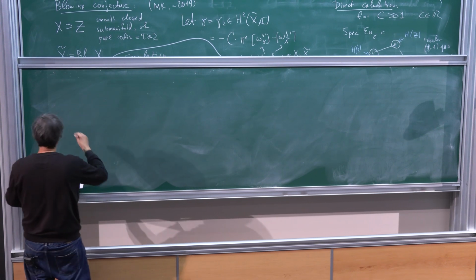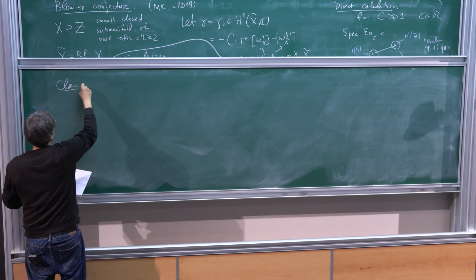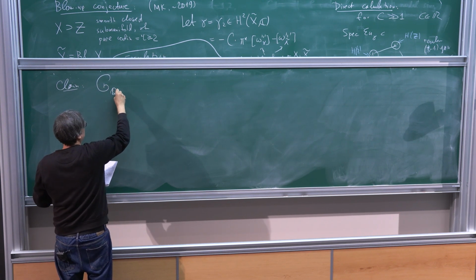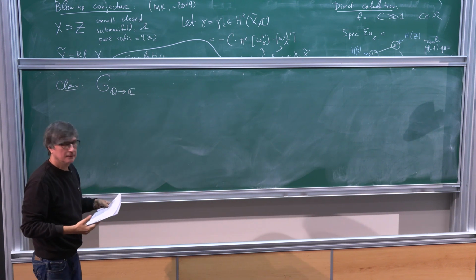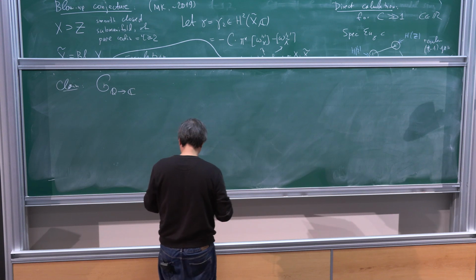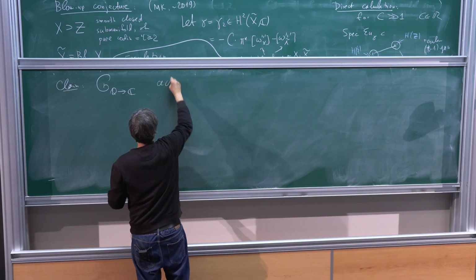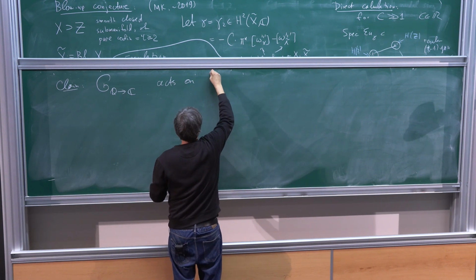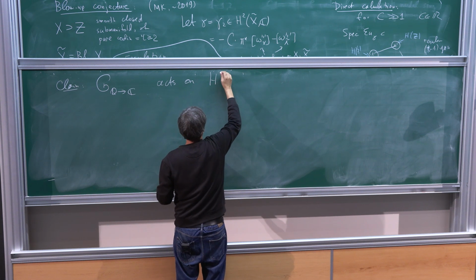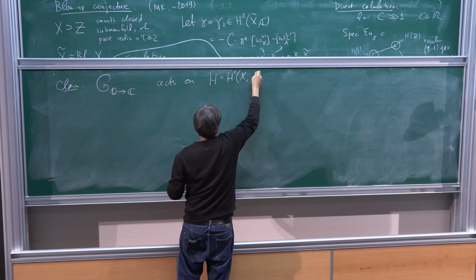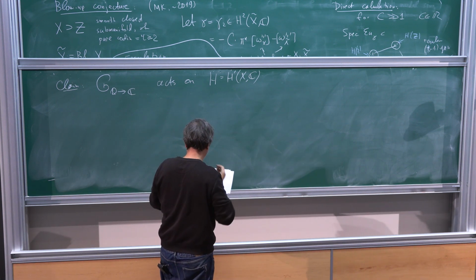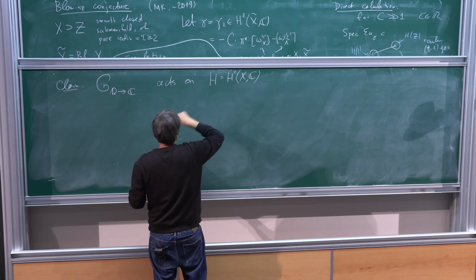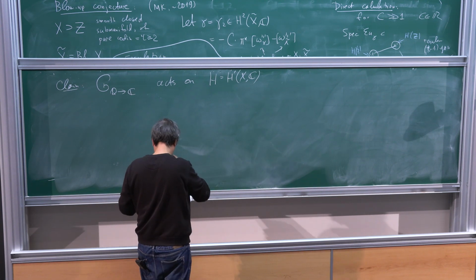Now the story is the following. I have this group of rational numbers. I change scalars from Q to C, extend scalars to get an algebraic group over complex numbers. And the claim is that it acts, of course, on the cohomology of X, any variety, and also it should act on the domain.